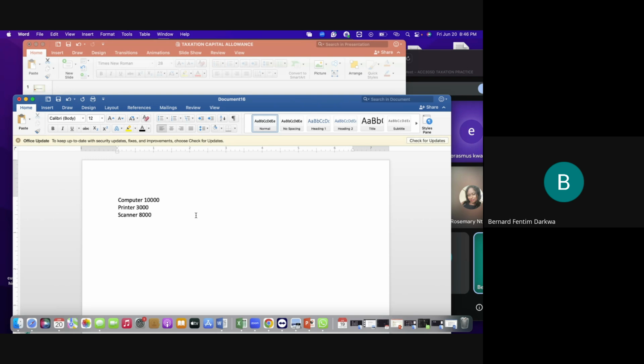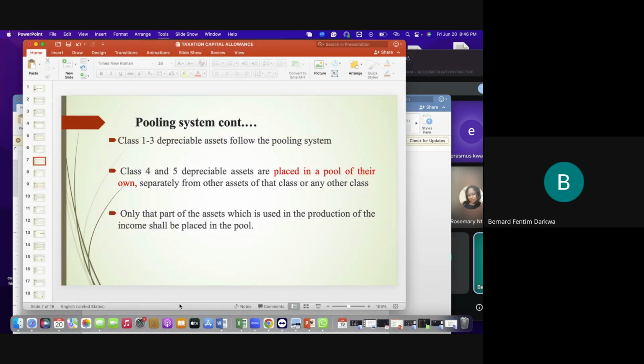We don't write the individual names and the date at which each was purchased in the pool system. All you need to do is that for all the assets, we want one value. So assets of the same class are pooled together, and that is what we call the pooling system. But it is only class 1, class 2, class 3 assets that are pooled. Class 4 and 5, if we have two class 4 items, don't add them together. Treat each separately.